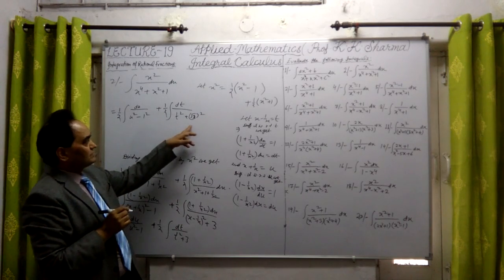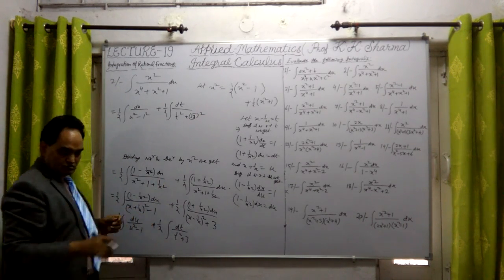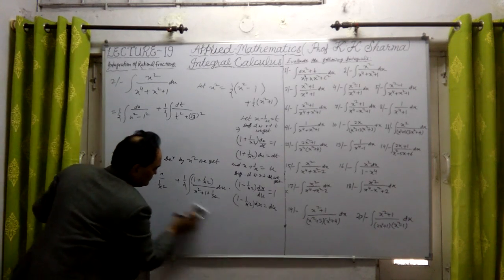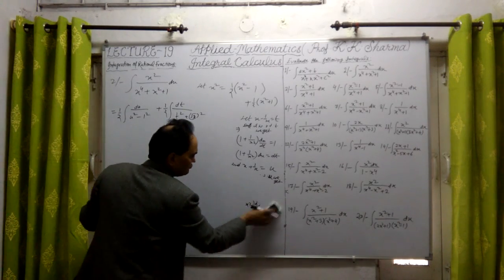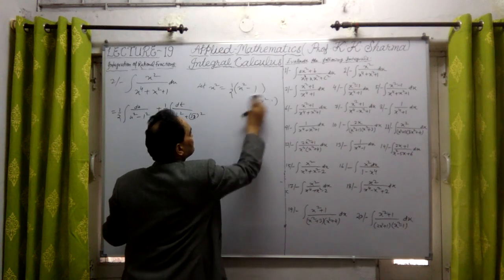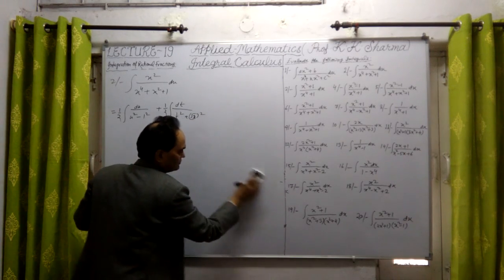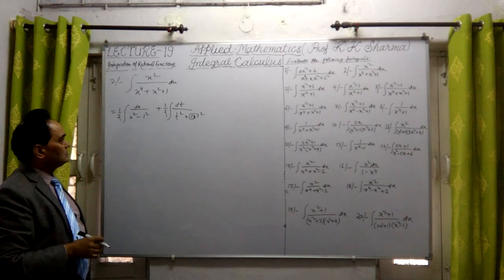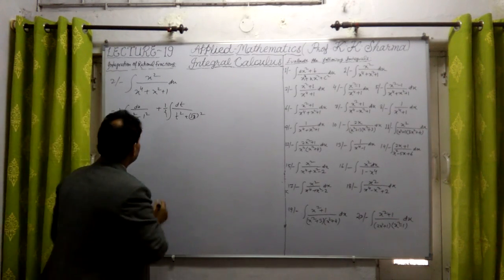This is of the x² + a² type and that is of the x² − a² type formula. What are the values of these? We discussed this in the previous lecture: how to integrate the forms 1/(x² − a²) and 1/(x² + a²). Here it is x² + a².